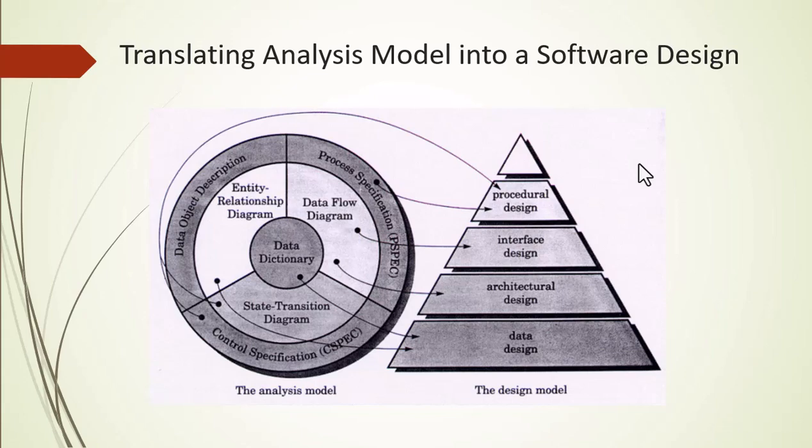So this is the hierarchical representation of the software design. First comes the procedural design, interface design, architecture, and then data design. And in between architecture design and data design is the low level software design or control language, which is actually the backend programming language, which is responsible for controlling the activities between the data design and the high level architecture design.